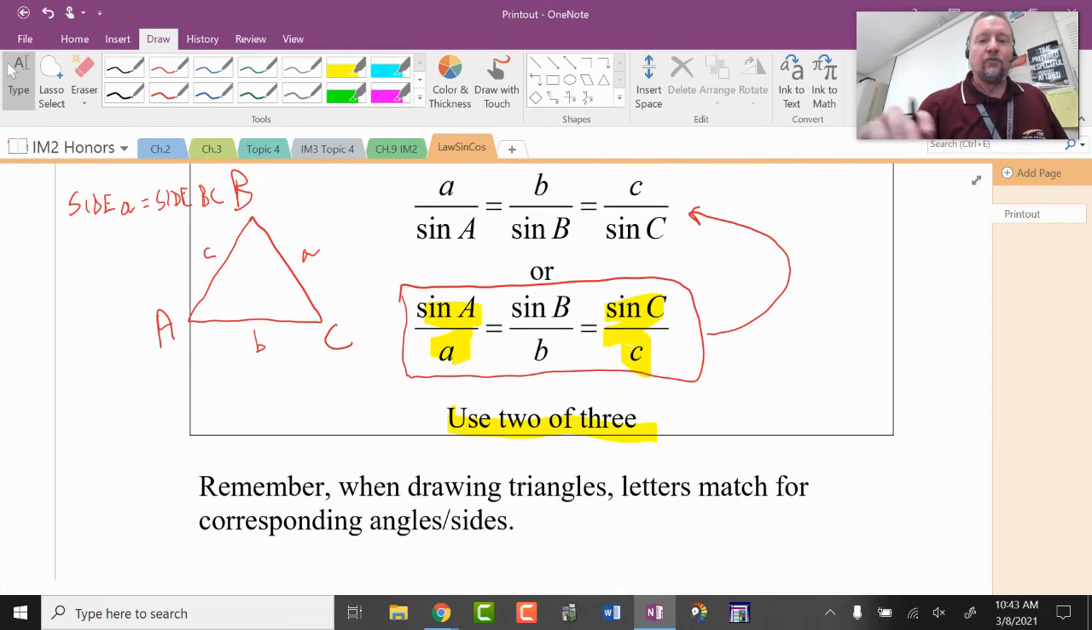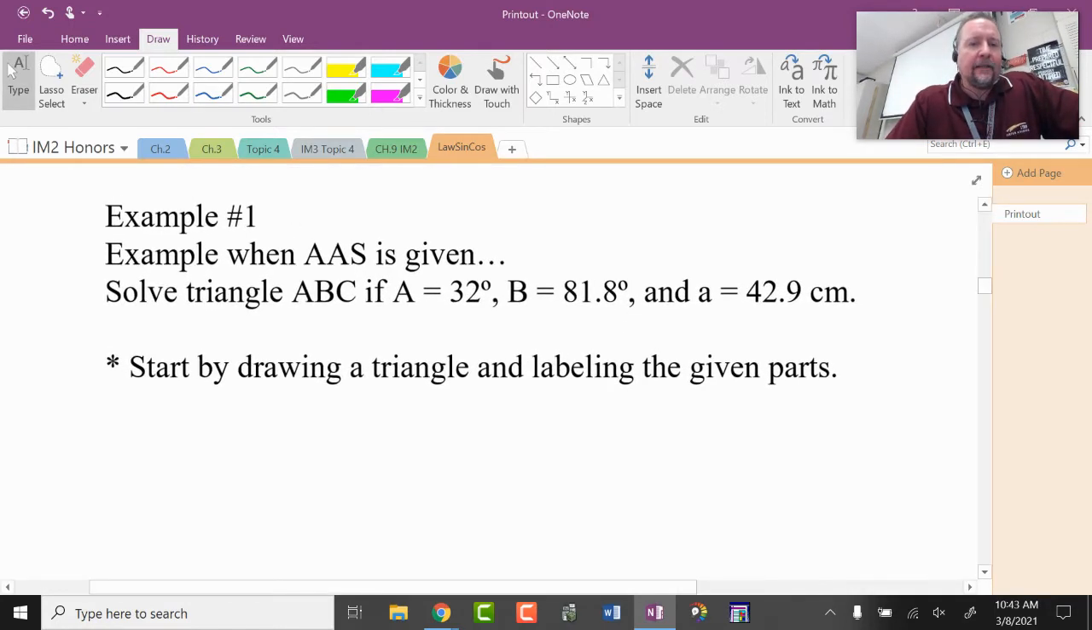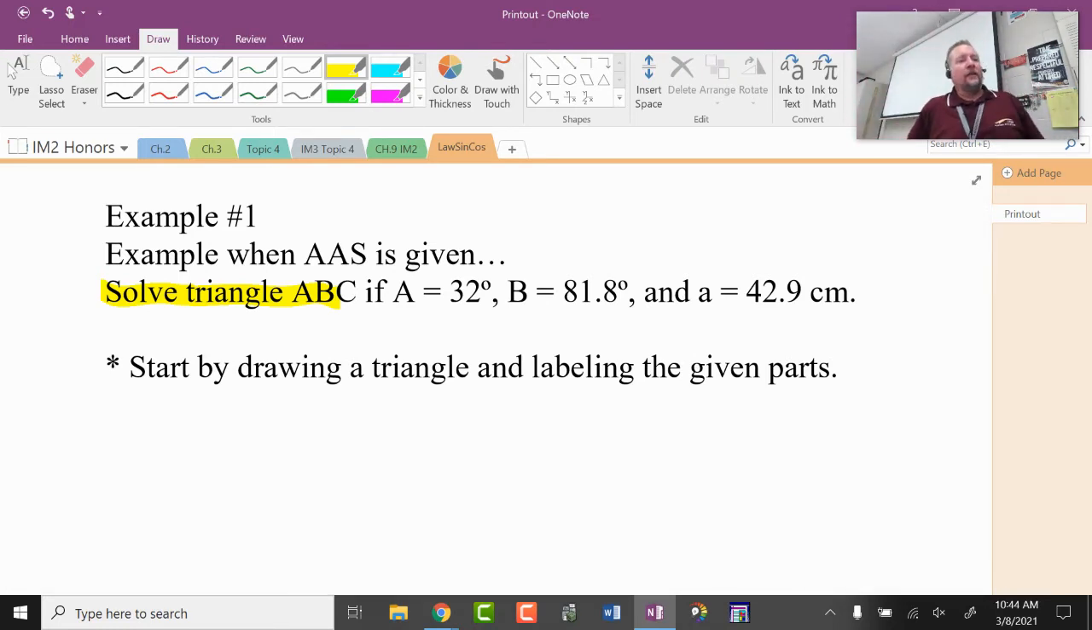Remember, when drawing triangles, letters match for corresponding angles and sides. Capitals for angles, lowercase for sides. Okay? Feel free to stop me in the chat at any point. Perfectly fine with that. Now I specifically did all examples where it's solve the triangle. That means find all missing parts, because that's the longest thing you have to do. In the homework, the first 4 are just find one particular missing part. So read your directions. You should be able to handle that without me being a robot and showing you that.